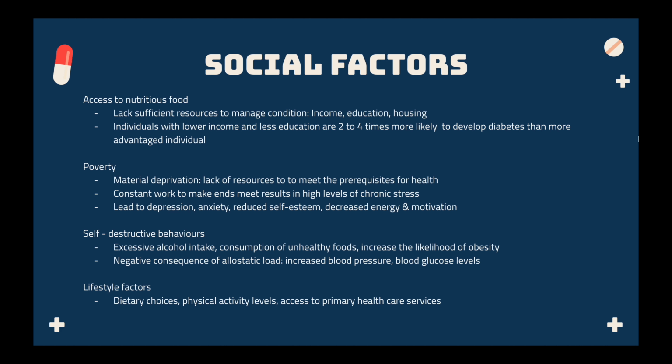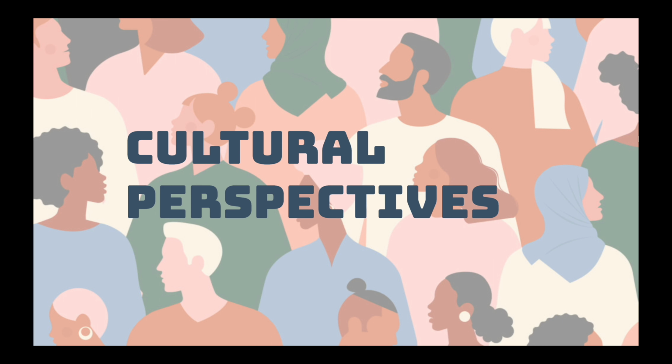Excessive alcohol intake and consumption of unhealthy foods all increase the likelihood of obesity and being overweight. Some negative consequences of allostatic load include increased blood pressure and blood glucose levels. Lifestyle factors such as dietary choices, physical activity levels, and access to primary healthcare services also impact the development of diabetes. Next, we are going to look into how cultural perspectives have an impact on diabetes.